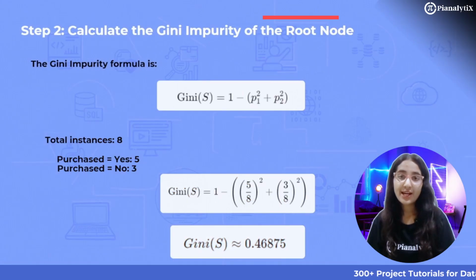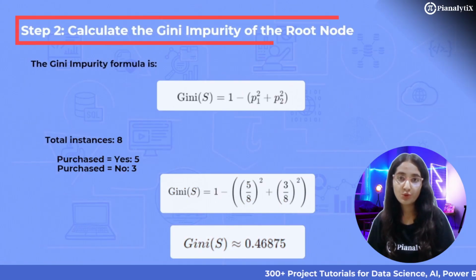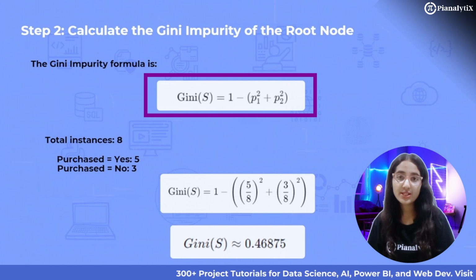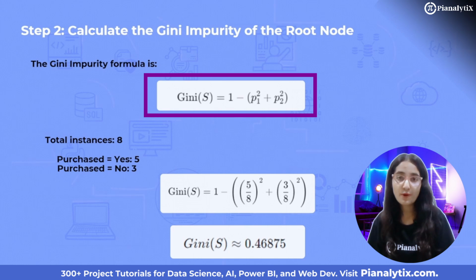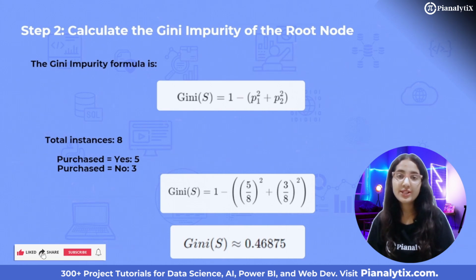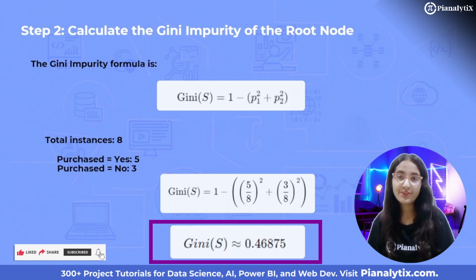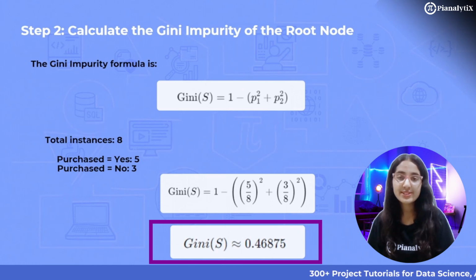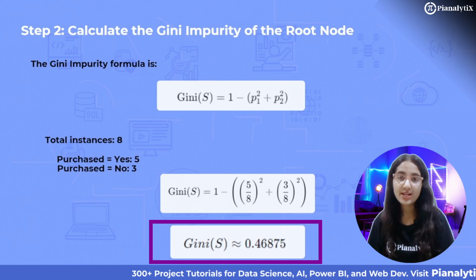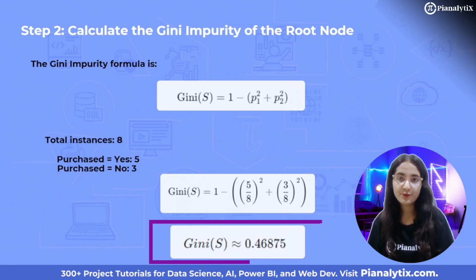Second step, calculate the Gini impurity of the root node. The Gini impurity formula is 1 minus (P1 squared plus P2 squared), where P1 and P2 are proportions of positive and negative examples respectively. Let's calculate the Gini impurity for the root node. By putting this in the formula, we get the Gini impurity of the root node as 0.46875, indicating the degree of mixing between the classes, that is yes and no.